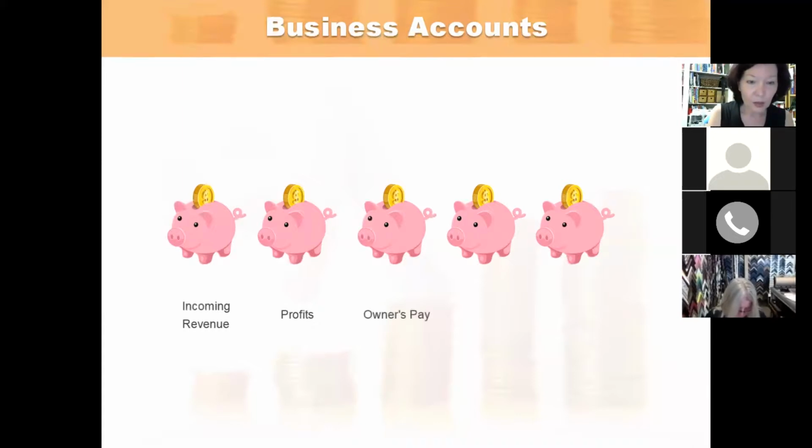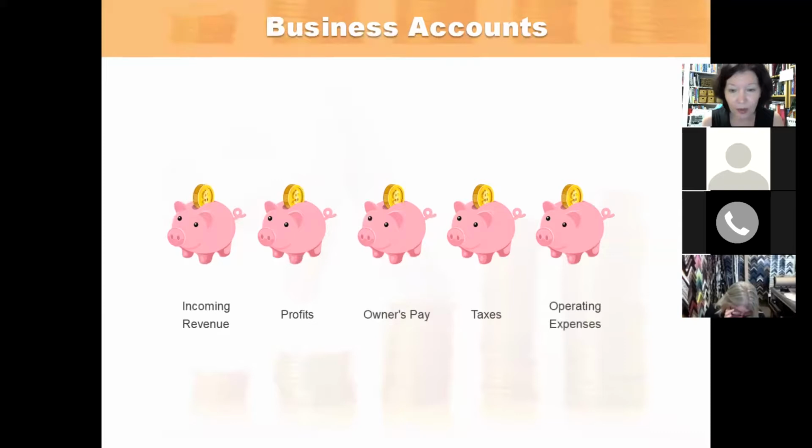And then your next one is going to be for your owner's pay. So your profits and your owner's pay, do not confuse those. Those are going to be 2 separate accounts. The next one is going to be for taxes, so that you don't get hit with that big tax bill at the end of the year. You should be putting aside a portion every month to go towards paying your taxes.